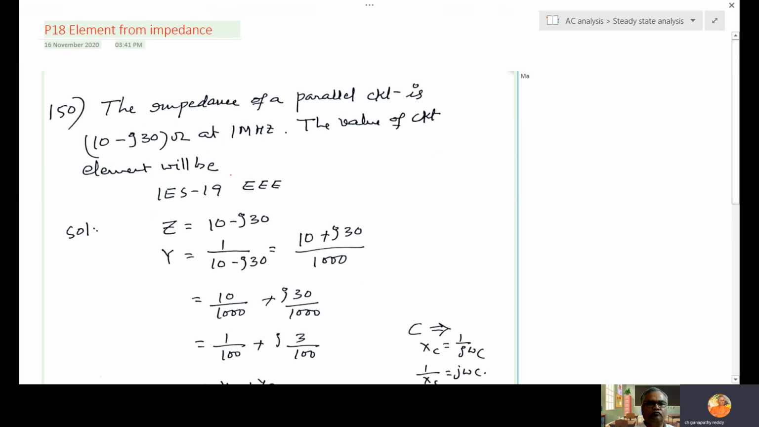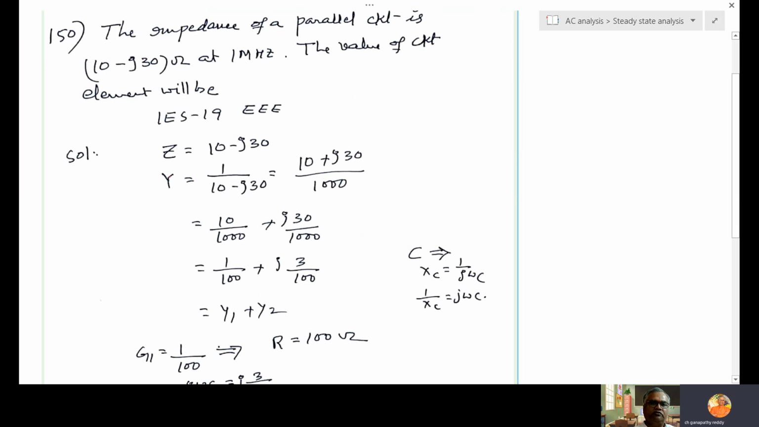Another problem. The impedance of a parallel circuit is 10 minus j30 ohm at 1 megahertz. The value of circuit elements will be? So impedance Z is given as 10 minus j30. Parallel circuit, convert into admittance Y. So admittance Y is nothing but 1 by Z.